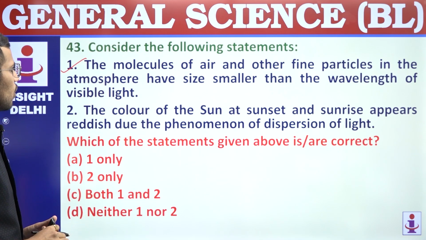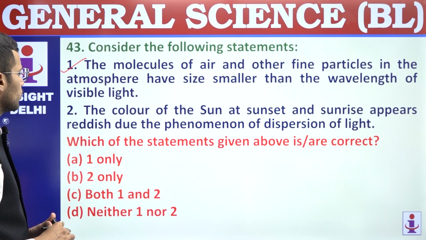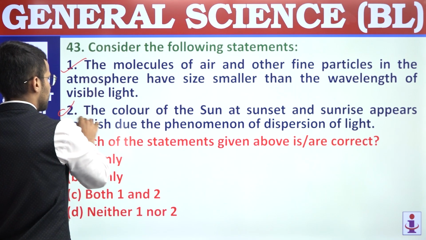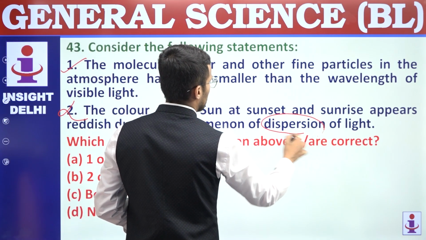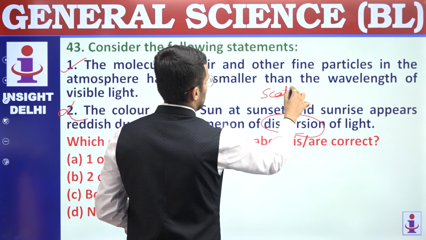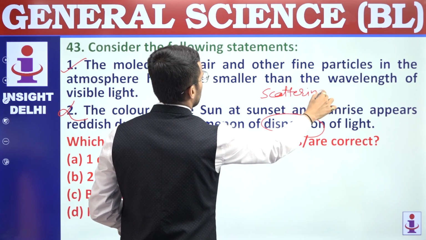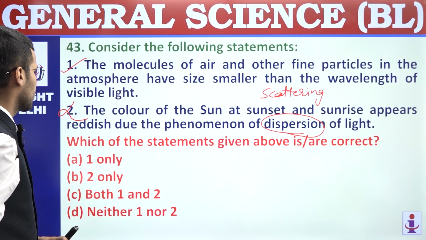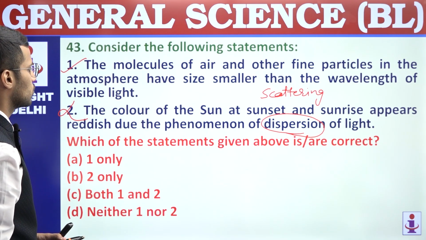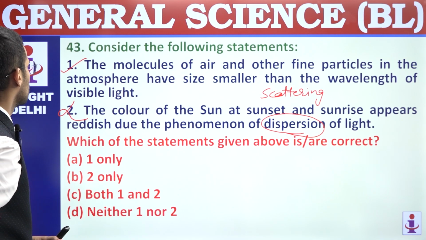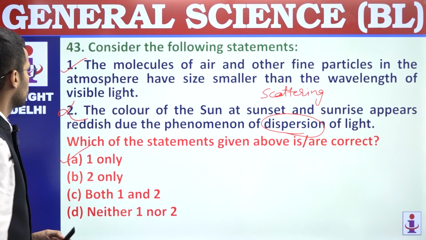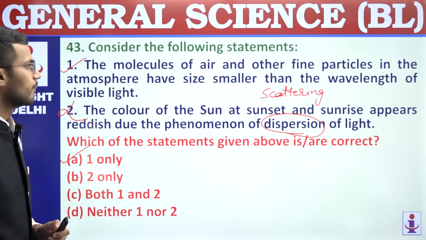Second, the color of sun at sunset and sunrise appears reddish due to phenomenon of dispersion of light. This is due to scattering of light and not dispersion. It is because of scattering of light and not because of dispersion, and that's why second statement is incorrect statement. So we are supposed to find out correct statements only. So first statement is correct and hence answer is A, one only. Question number 43, answer is A.